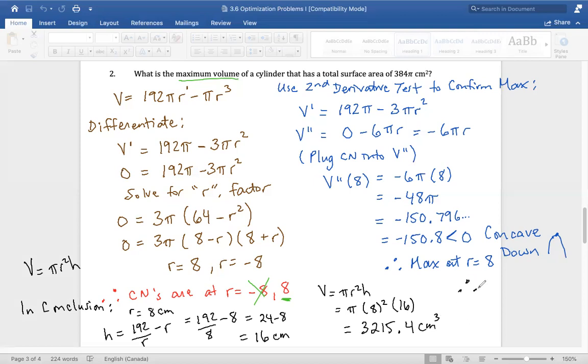So again, therefore my maximum. Go back and read the question. What is the maximum volume of a cylinder if I have a surface area of 384 pi centimeters squared? So therefore, my max volume would be 3,215.4 centimeters cubed.